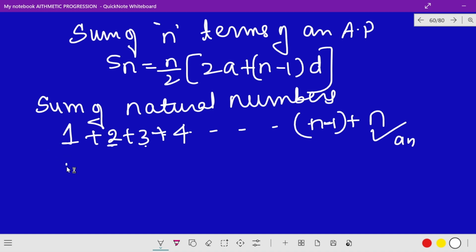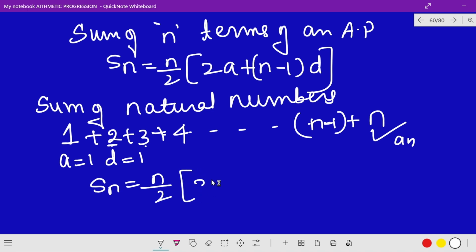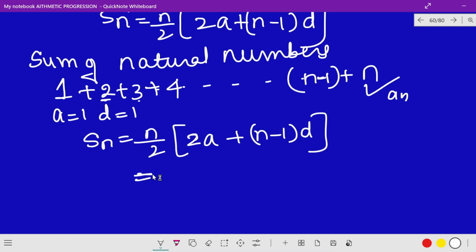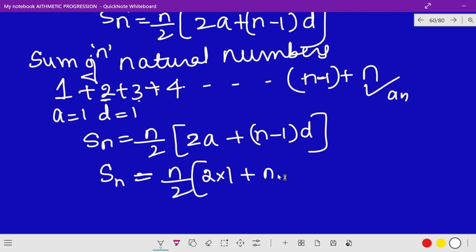Now we will find, a is equal to 1, d is equal to 1, 2 minus 1 is 1. So Sn is equal to n by 2 into 2a plus n minus 1 into d. Substitute in the formula, what answer do we get? In the place of n, I will write n only because we have to find the sum of n natural numbers. So Sn is equal to n by 2 into 2 into 1 plus n minus 1 into 1.